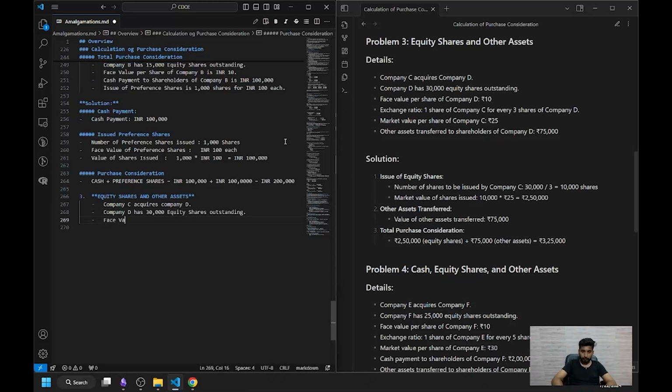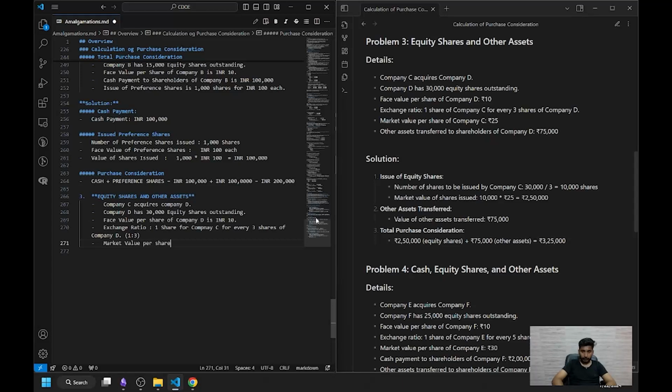Then the face value per share of company D is rupees 10. Exchange ratio is given as 1 share for company C for every 3 shares of company D. That means the ratio comes out to be 1:3. Company C will issue 1 share for every 3 shares of company D.